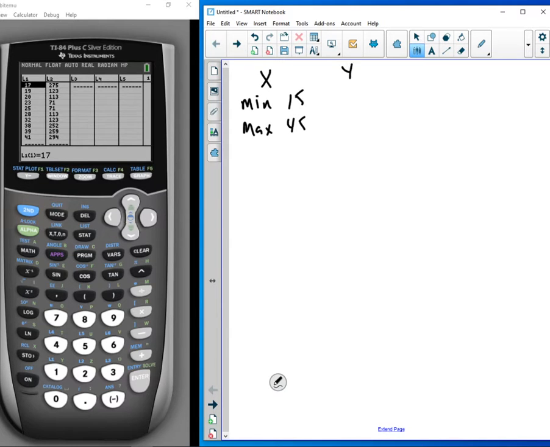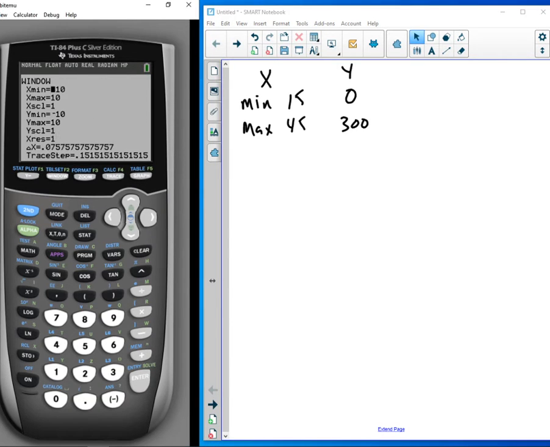Now my Y minimum is the L2 row, my Y minimum is 71. I'm actually going to make it 0 because I know where this thing is going, and I'm going to make my maximum 300 because my maximum value on my table is 294. So now I'm going to go to Window and put that in. For X minimum, I want 15. For X maximum, I want 45. For Y minimum, I want 0. For Y maximum, I want 300. So that sets up my window.